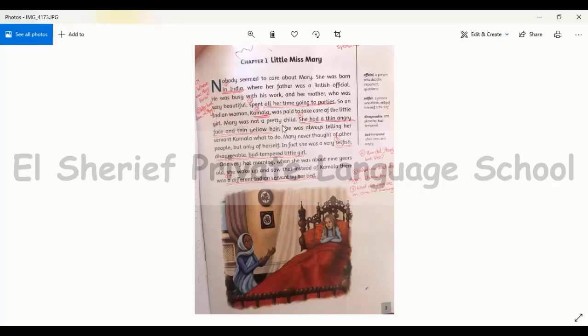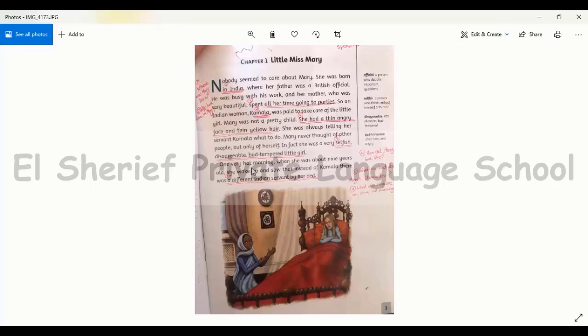Mary was not a pretty child. She had a thin, angry face and thin, yellow hair. She was always telling her servant Kamala what to do. Mary never thought of other people, but only of herself. In fact, she was a very selfish, disagreeable, bad-tempered little girl.